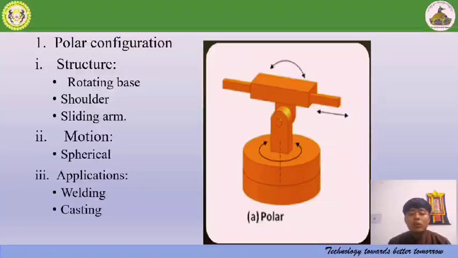So next, to talk about the motion. It's about the spherical motion. The combination of rotating base, shoulder, and sliding arm allows the robot to move in a spherical manner. This means it can cover a wide range of angles and distances, similar to the surface of a sphere. This type of motion is beneficial for tasks that require precision and flexibility, as the robot can easily adjust its position and orientation to reach different positions in its workspace. Now, the applications. It is widely used for applications such as welding, casting, etc.